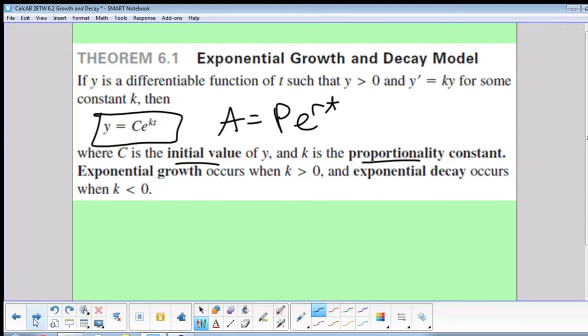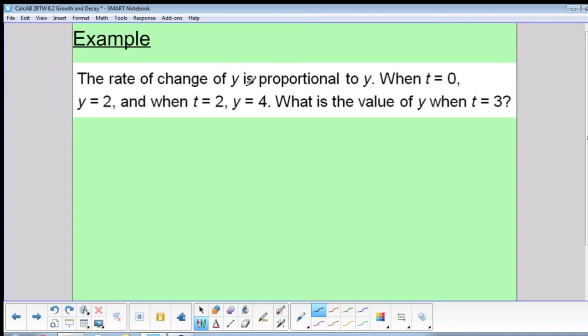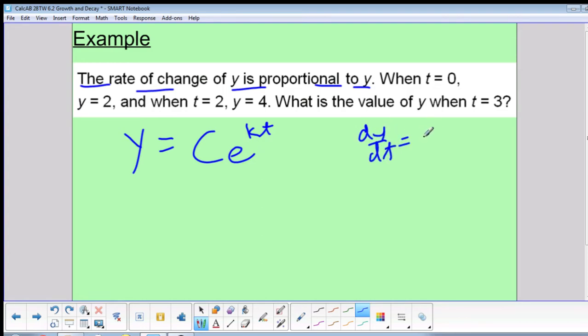So how does this apply to something? Well, let's take this example here. If the rate of change of y is proportional to y, when t equals 0, y equals 2. When t equals 2, y equals 4. What is the value of y when t equals 3? So to do this, since I give you this hint right here, the rate of change is proportional to y, that means I get to use that equation, y equals c times e to the kt. It's because that's the differential version of that, what we said before, dy/dt equals ky, but we know how to write the equation now. So I've got to figure out what c is, and then I've got to figure out what k equals.